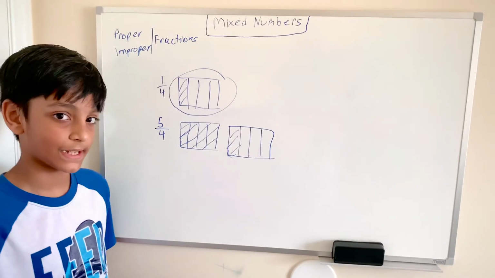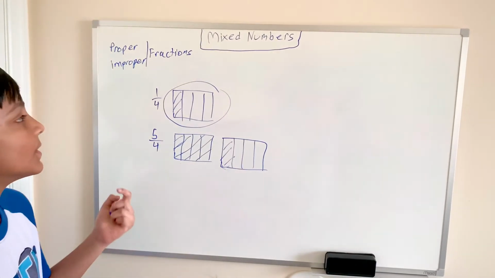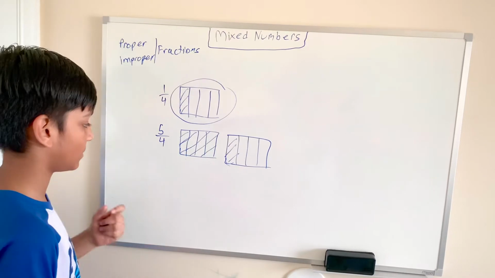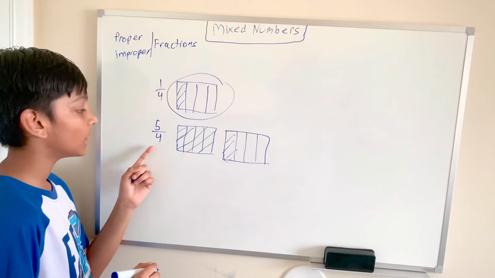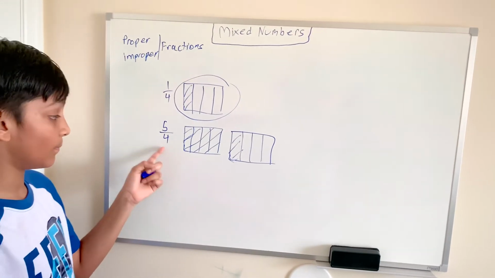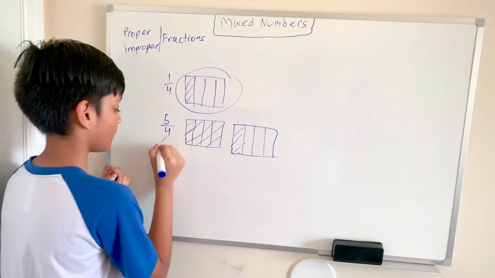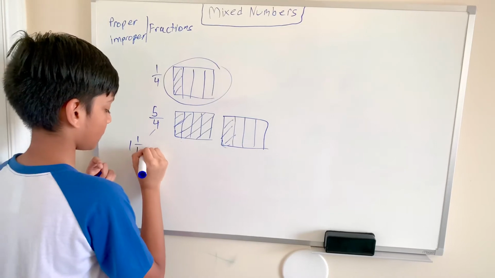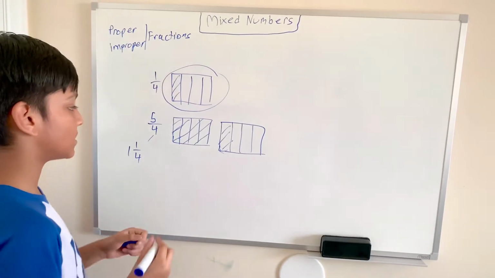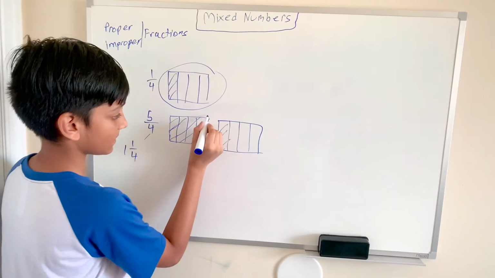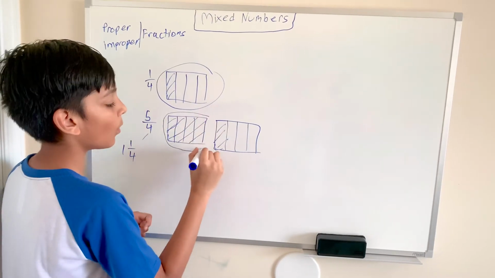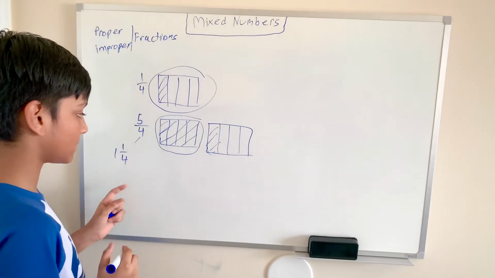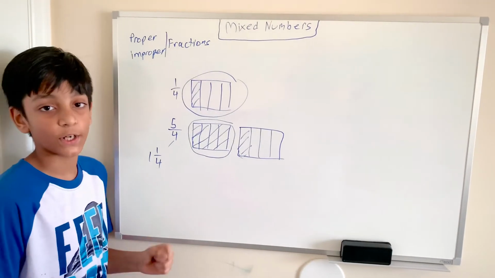But what's a mixed number? So an improper fraction can be turned into a mixed number. So this improper fraction would actually become 1 and 1/4. This is because that's what it is. It's just one whole and then 1/4. So 1 and 1/4. So that's the model for an improper fraction.